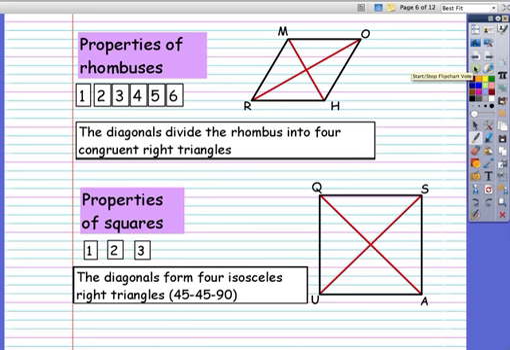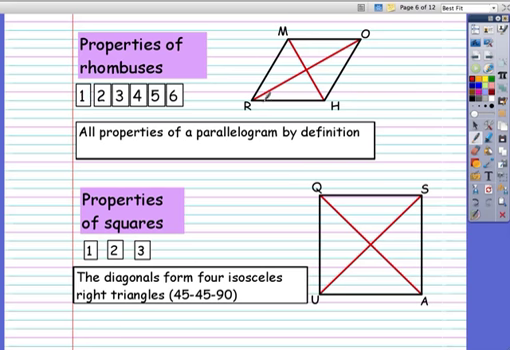Now we're going to look at another special case of parallelogram. We're going to talk about a rhombus. So the rhombus is not just a quadrilateral, but it's also a parallelogram, and it is also a kite. Okay? So for an object to be considered a rhombus, it has to have all the properties of a parallelogram, and it has to have all the properties of a kite. So you can go back and look at those properties if you need to.